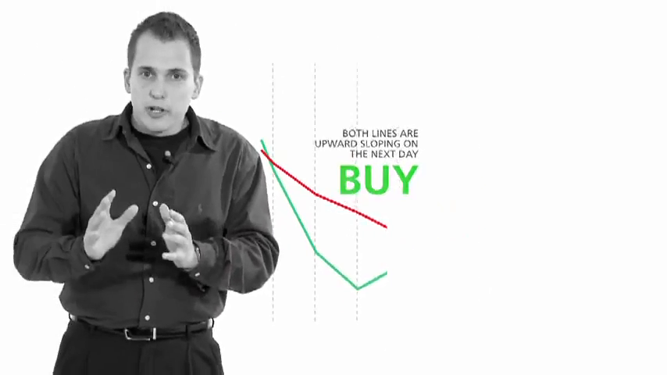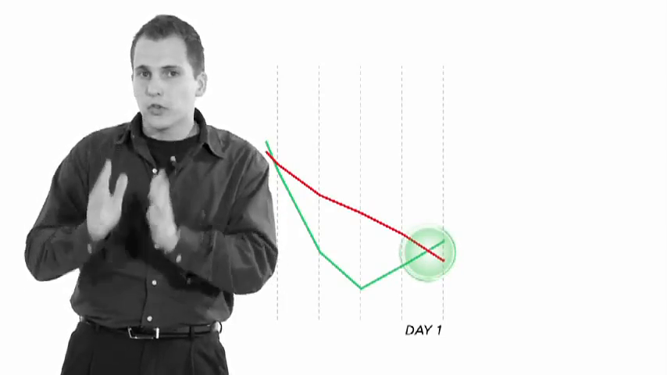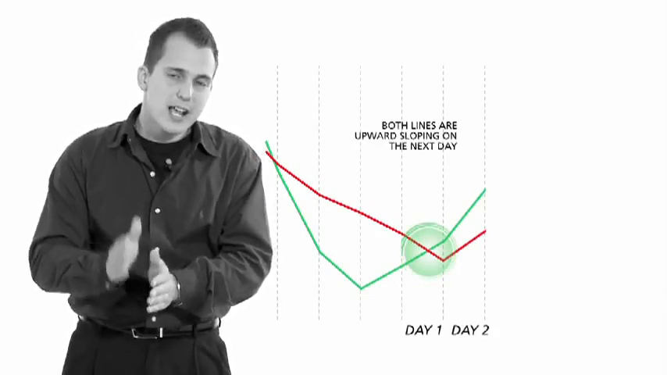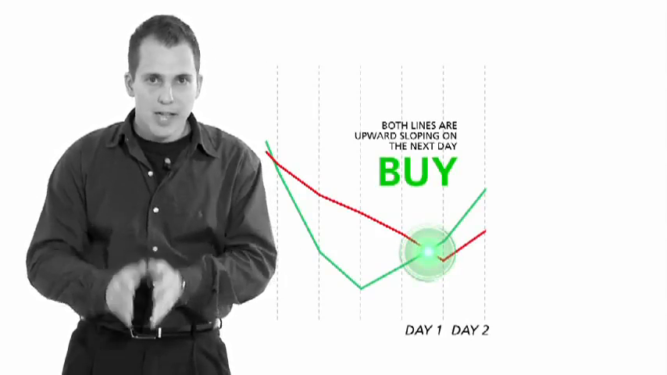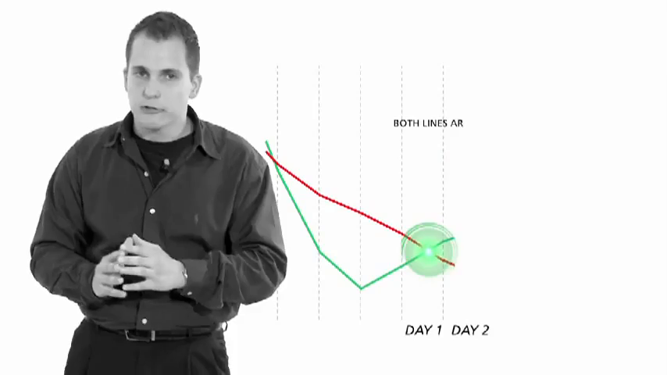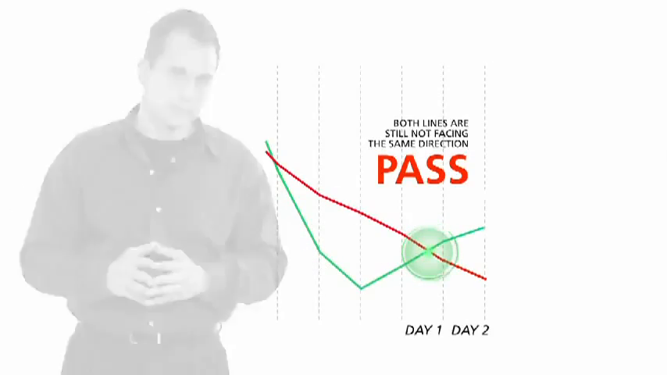So in summary, if the lines aren't perfectly crossing on the first day, we would wait the second day. And if they are pointing in the correct direction on the second day, that's when we would enter the trade. If on the second day the lines are still not pointing in the correct direction after they cross, we would skip the trade altogether.